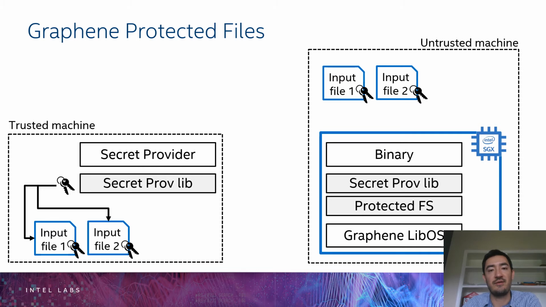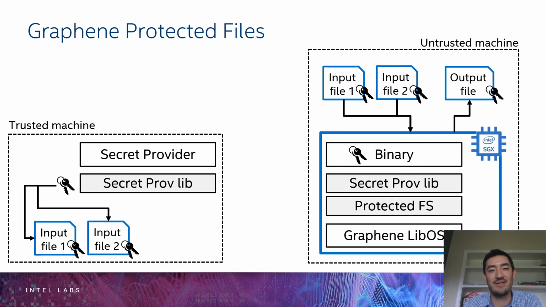After the SGX enclave is created, Graphene needs to obtain the key used to encrypt the files. As explained previously, this key provisioning can be accomplished via secret provisioning with remote attestation. So once the key is securely provisioned inside the enclave, the protected FS subsystem of Graphene uses this key to decrypt the input files and run the workload. After the enclave is finished with a secure computation, the application typically produces an output file. This file is also transparently encrypted by the protected FS with the same encryption key. Finally, the output file may be moved to the remote user, where it will be decrypted.